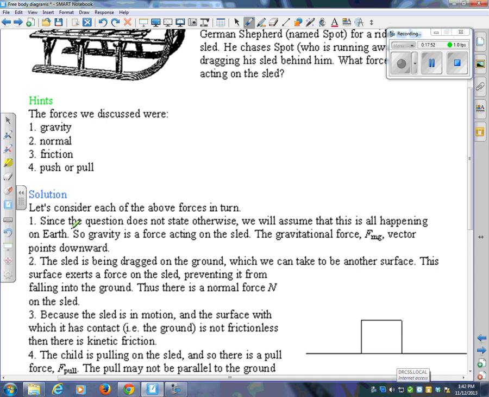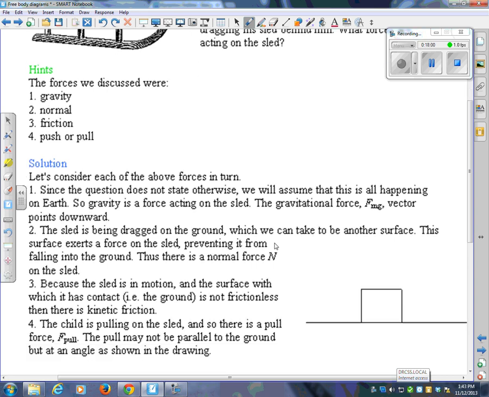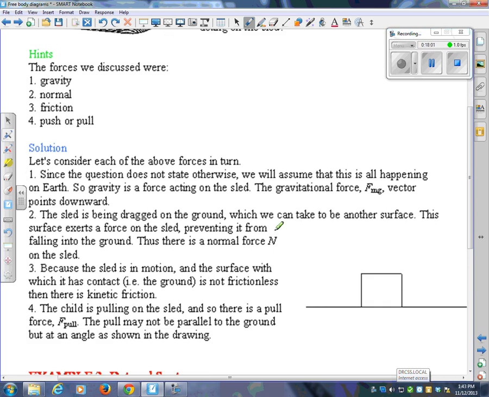So gravity is a force acting on the sled. The gravitational force, Fg vector, points downward. So let's draw that one in. You've got the box. Let's draw Fg here.